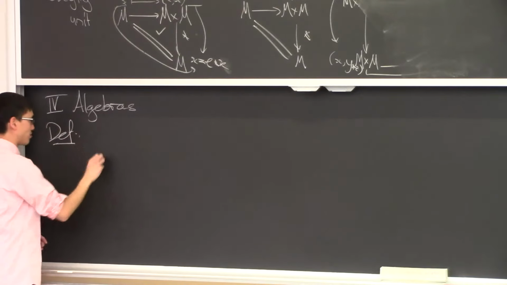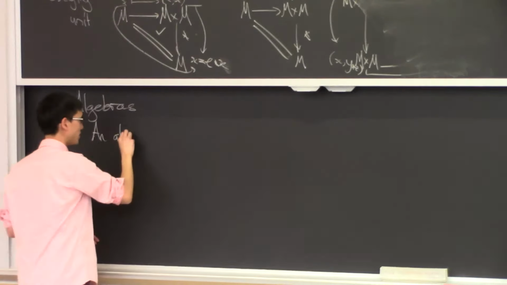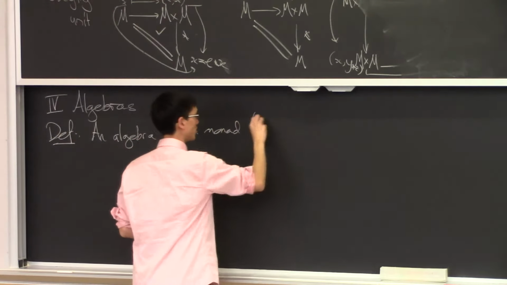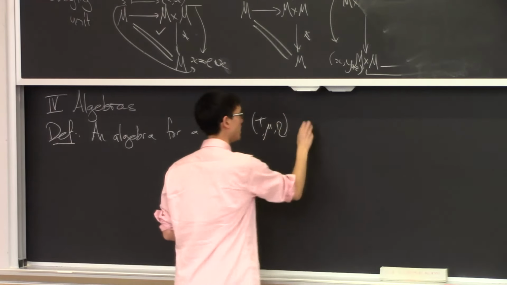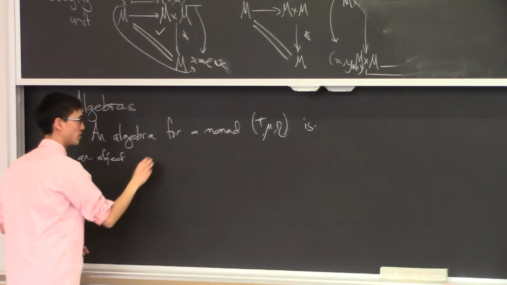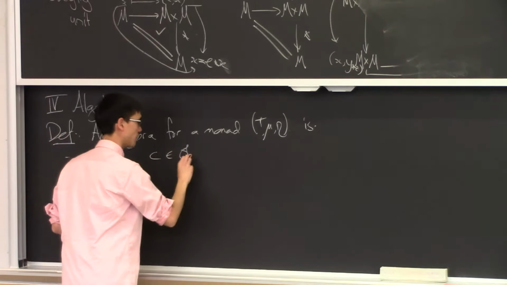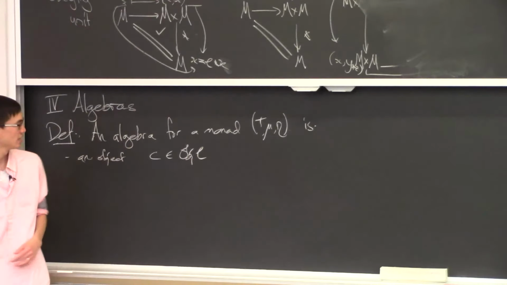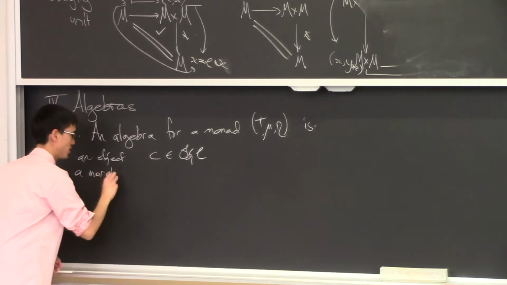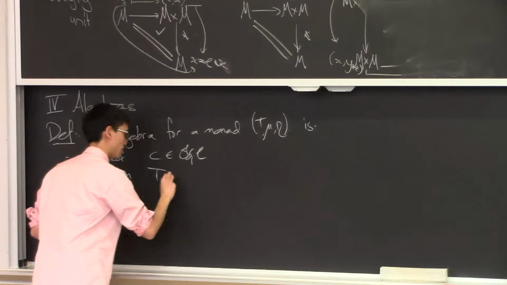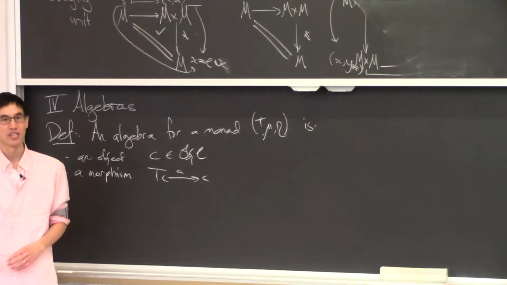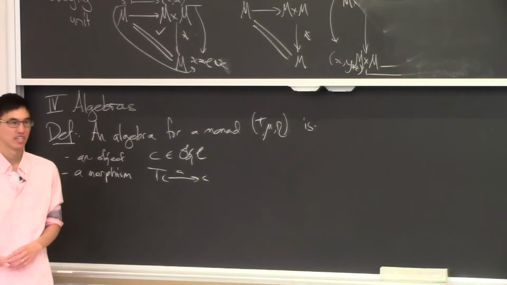But back to a definition of algebras. So an algebra for a monad, let's just call it T, mu, eta again, is an object C in, so T is a functor from C to C. So we take an object C in C, and this is called the carrier. And we have a morphism, I'm going to call it A, from TC to C. And this is called the structure map. So far, it looks like an algebra for a functor.